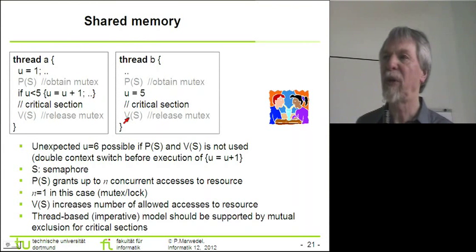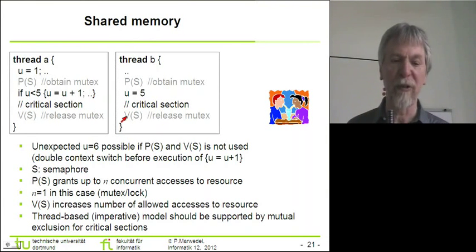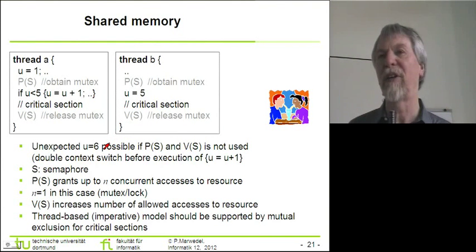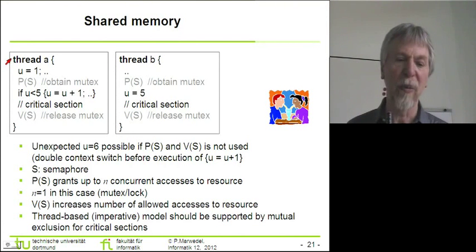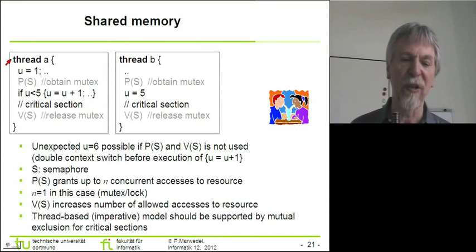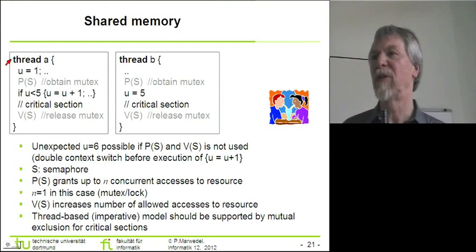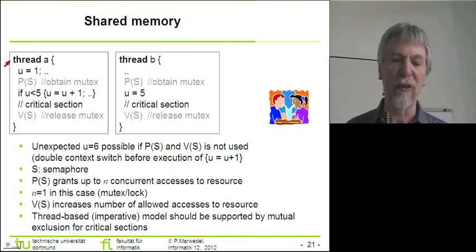Now, for shared memory-based communication, there is one specific problem. And this is the problem that there may be some rather unexpected behavior resulting from the use of shared memory. And in order to demonstrate this, I would like to use a little example. Let's assume that we have two little programs, or more precisely, I would call these two little pieces of program threads.